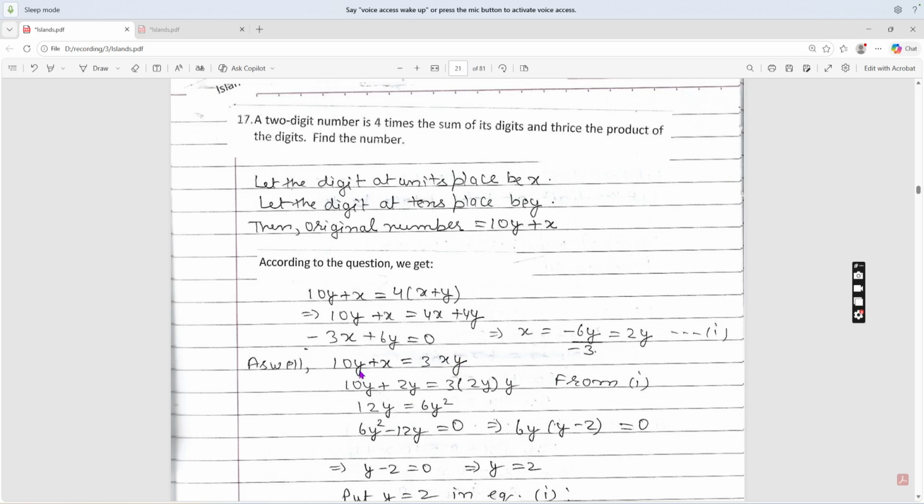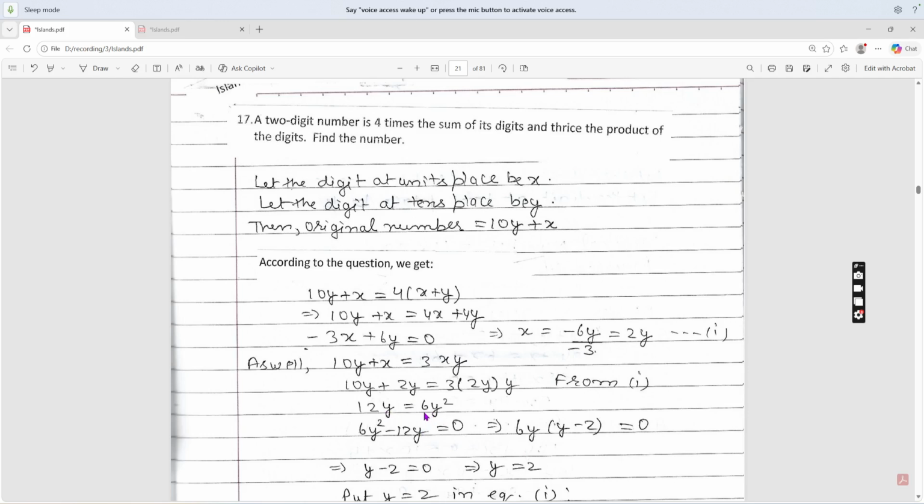So the original number 10y plus x is equal to thrice the product of its digits, that is 3xy. Now here we can replace this x by 2y. So x is replaced by 2y. So what are we getting? 3 into 2y into y, that is 6y square. And here x is replaced by 2y, so we are getting 12y is equal to 6y square.